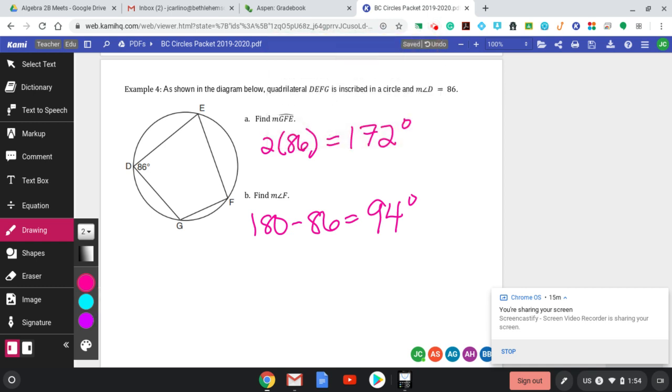Coming back at you. We had GFE, which is this arc right here, GFE. And that arc belongs to inscribed angle D, which was 86. So I doubled 86. And then for part B, find angle F. Well, angle F, I just used the theorem I just showed you: if you have a quadrilateral inscribed in a circle, which I do, the opposite angles are supplementary. So I knew 86 and angle F had to be supplementary, so that's why I subtracted from 180.